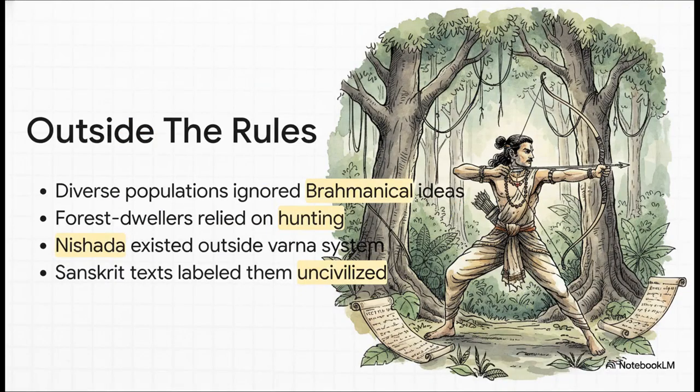And honestly, it goes way further than just naming conventions. The subcontinent was incredibly diverse, and entire populations completely bypassed these dominant rules. You had forest-dwelling communities relying on hunting and gathering, living entirely outside the settled agricultural norms. There were also groups categorized as the Nishada, for instance. This is the community the famous archer Ekalavya from the Mahabharata belonged to, and they existed completely outside the strict Varna or caste system. And because they didn't play by the rules, the dominant Sanskrit texts often harshly labeled these groups as odd, uncivilized, or even animal-like.